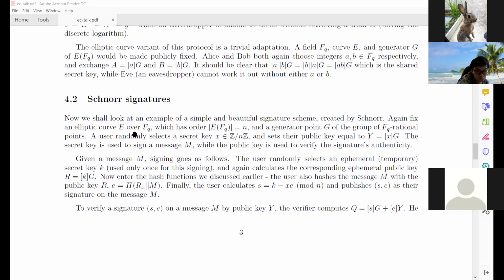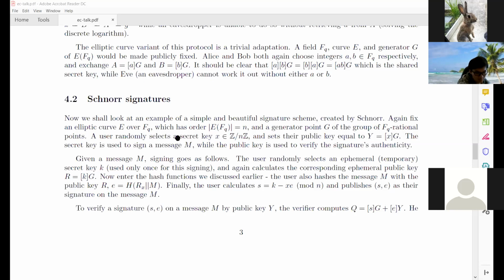So again, you fix a curve E over some field FQ, and I can't remember if this is actually correct or if we're talking about the cyclic subgroup that's generated by G, which should have order N. Anyway, just assume that this is the group, and we've got a generator point G, which generates either the full group of points or some cyclic subgroup of it. So this should be the cyclic subgroup generated by G, not necessarily the whole curve, but anyway.